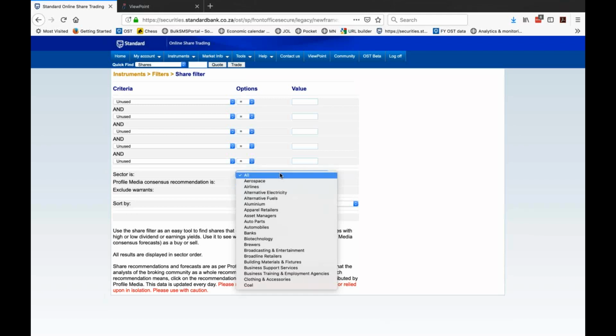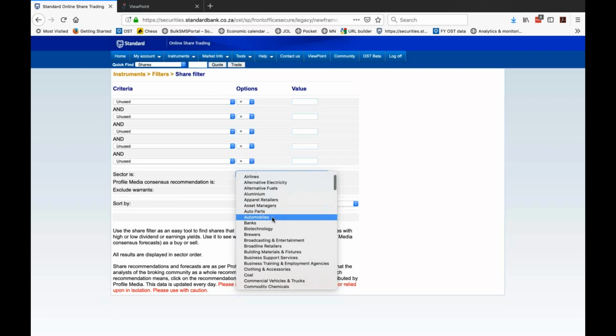What we have here is sector, not index, and that's very important. So you won't find top 40. You won't find mid-cap or any of those. What you have got is literally just the different sectors. So, for example, aerospace, nothing. Airlines would be Comair. Apparel, yes. We've got some auto parts, maybe combined motor, but automobiles would be better for that.